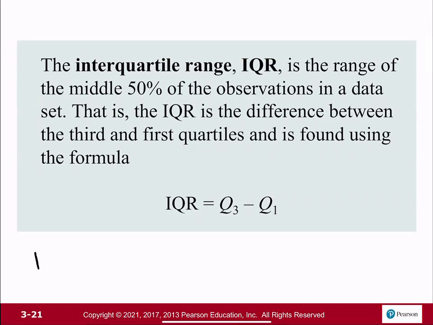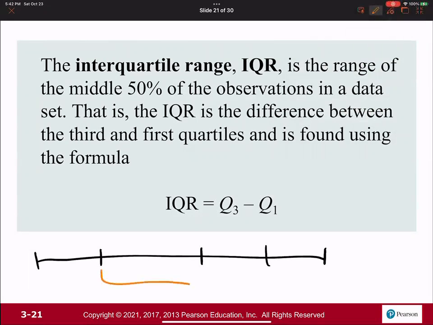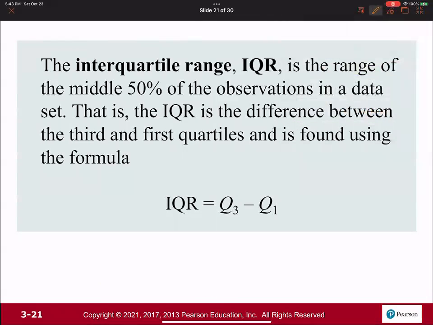So remember what we're doing with quartiles is we're breaking the data up into 4 different pieces. And if we look at the range of these numbers right here, it makes up 50% because we have our 25% here, 25% here, and 25% here. So we're looking at the middle 50% of the data, and that's all we're looking at there. All right, so there's that.